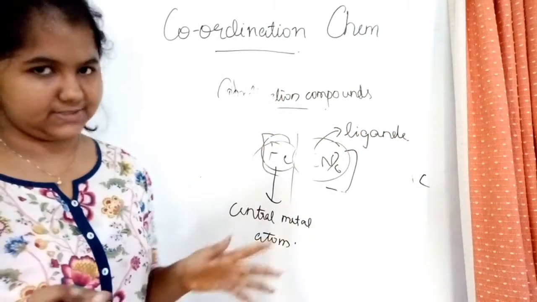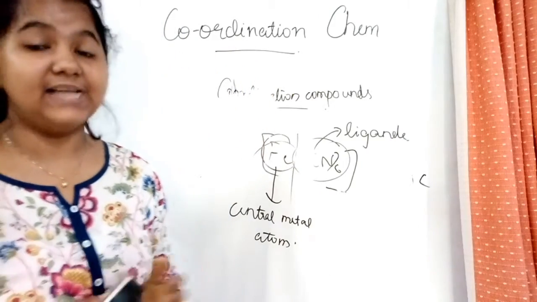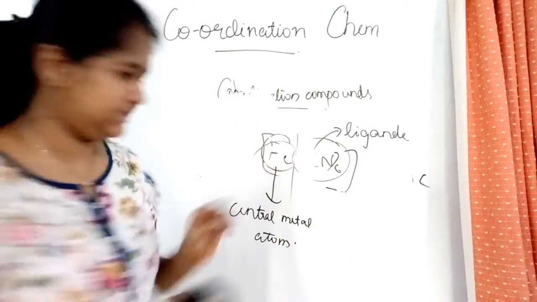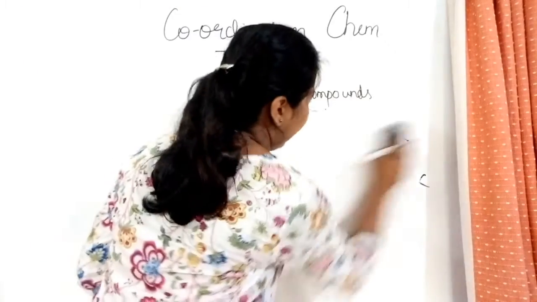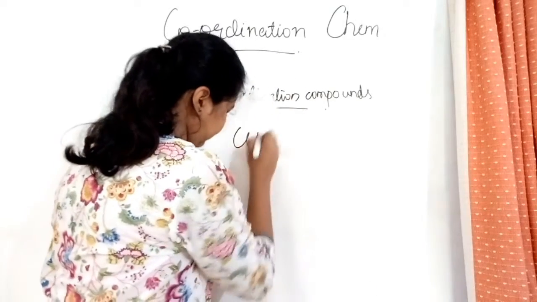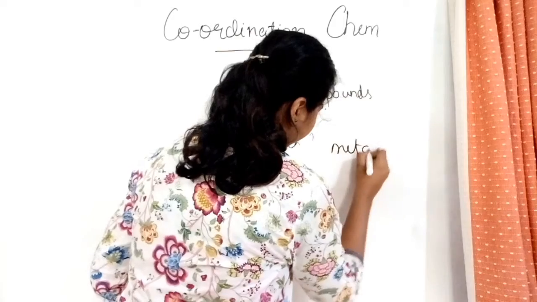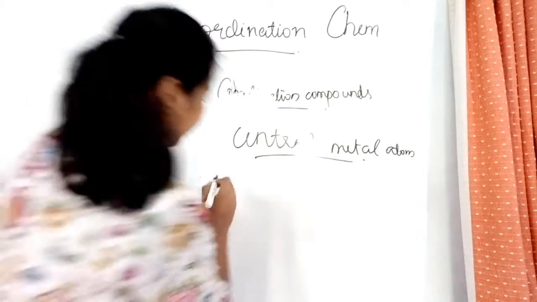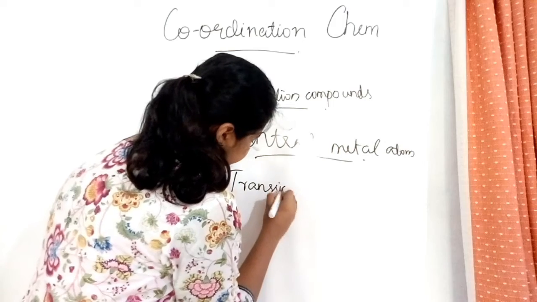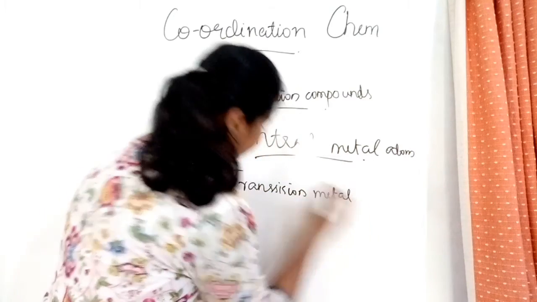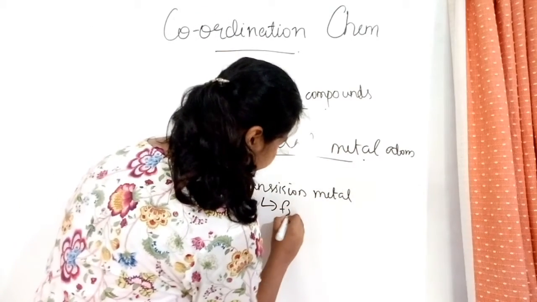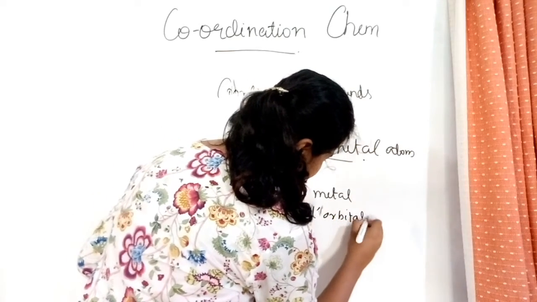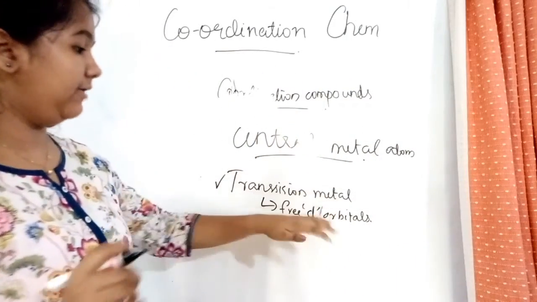So let's see what a central metal atom is. A transition element has free outer d orbitals. That's what transition metals are. So let's write central metal atom. For the central metal atom, the first thing I told you is it's a transition metal. Then what did I tell you about transition metals? Free d orbitals. So since this has free d orbitals, what is this?